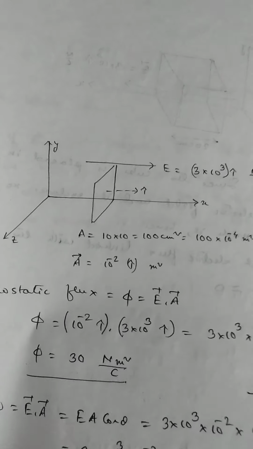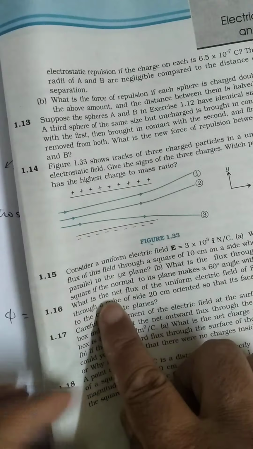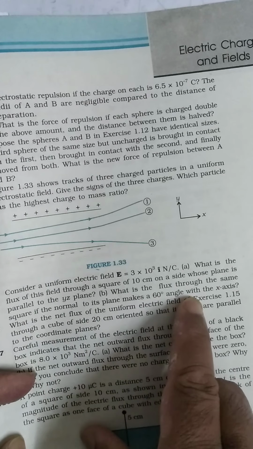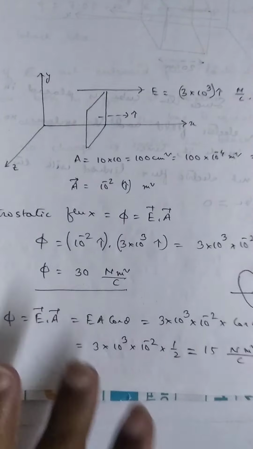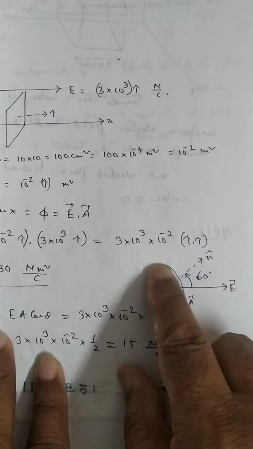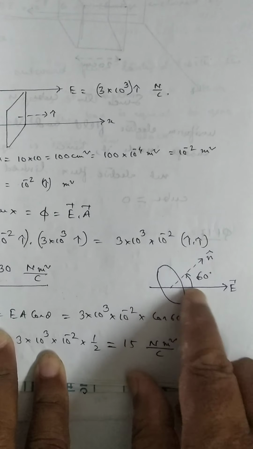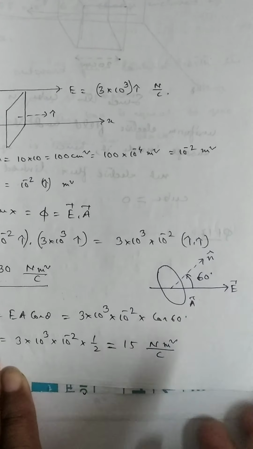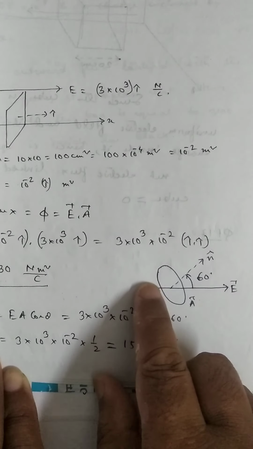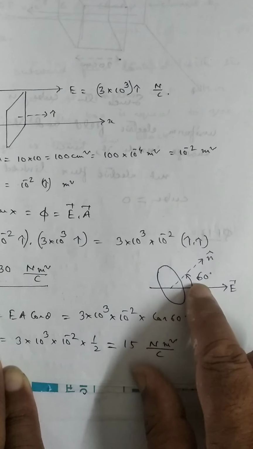Okay. So what is the second part of the numerical? Now what they say? What is the flux through the same square if the normal to the plane makes an angle 60 degree with the x-axis? Now this time you just see. Let us assume that this is the square area. This is the normal to the square area. It makes an angle 60 degree with the electric field intensity. This is the direction of the electric field intensity. This is the square area. Normal to the square area makes an angle 60 degree.